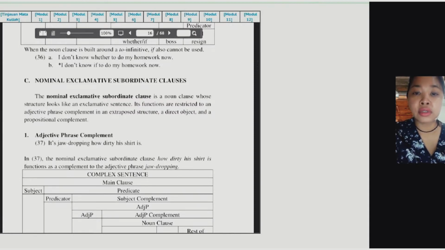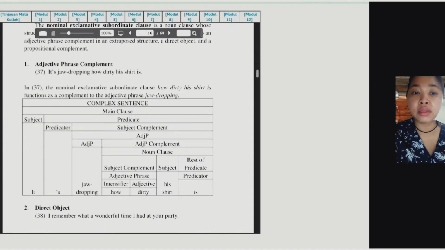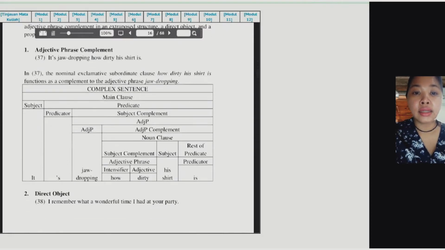So there are also several here. First is adjective phrase complement, with subject, and then predicator, and then subject complement. Inside the subject complement is the adjective phrase, jaw dropping, and then how dirty his shirt is. So this one is the subject complement, how dirty.